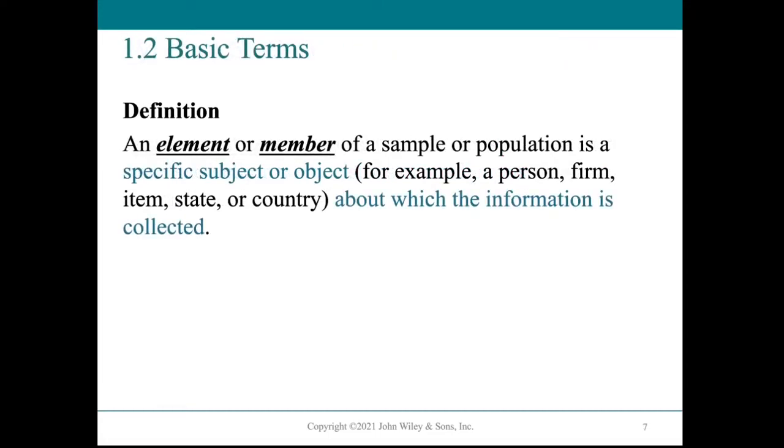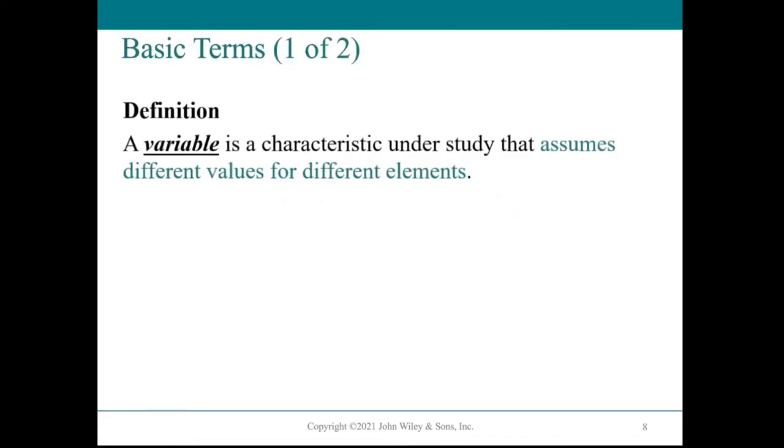Other terms: we have the element, or the member of a sample or population, which is the specific subject or object. It can be a person, a firm, an item, a state, or a country about which the information is collected. And then we also have a variable. The variable is a characteristic under study that assumes different values for different elements.